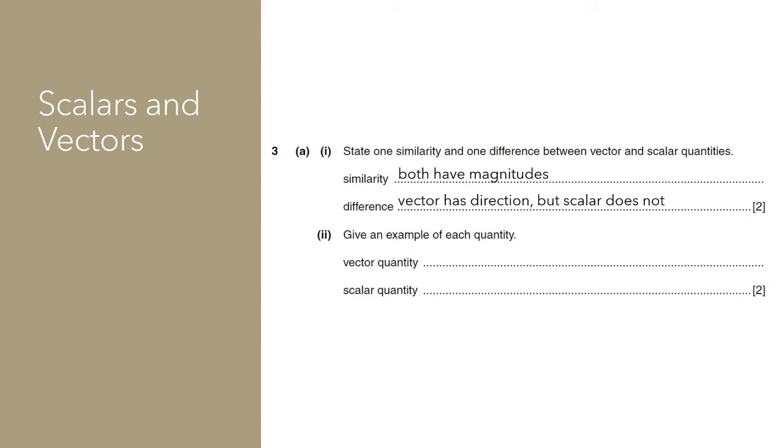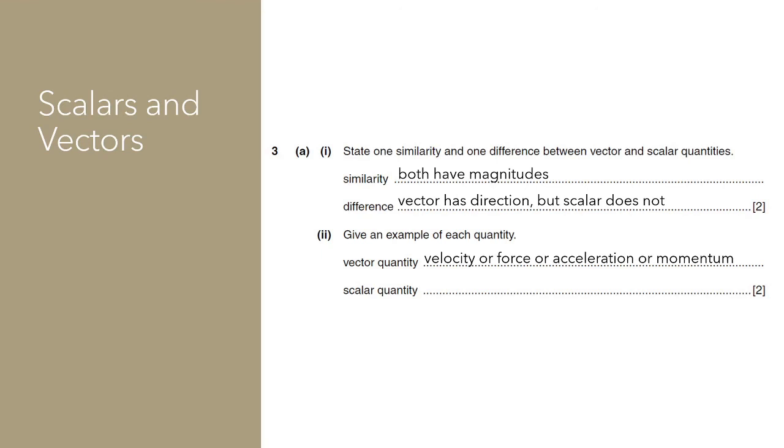Give an example of each quantity. The examples for vector quantity are velocity, or force, or acceleration, or momentum. You can choose one of them, or you can also use other examples which are not written in this example.